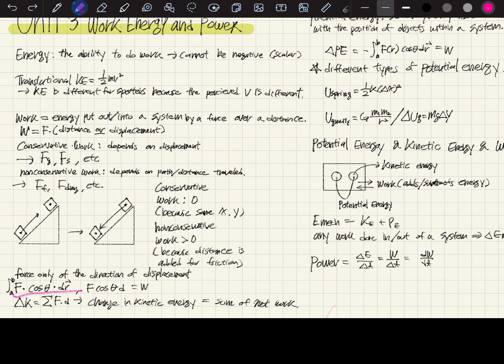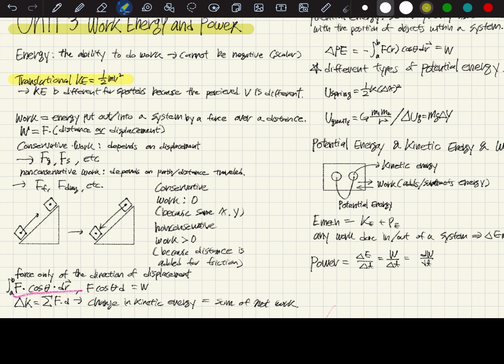So, energy is the ability to do work, and it cannot be negative. It's a scalar quantity. The first type of energy that we're going to look at is translational kinetic energy. As you would assume, it has to have some kind of kinetic movement going on, and that's why it has a velocity in its equation: 1/2 multiplied by the mass multiplied by the velocity squared. As you would assume from that, the kinetic energy is different for different spotters because the perceived velocity is different for different spotters, as we mentioned in Unit 1.